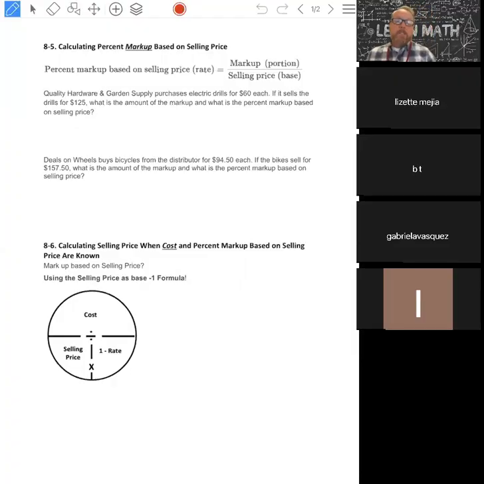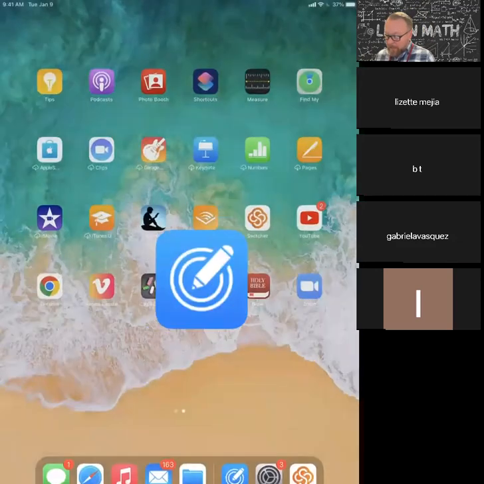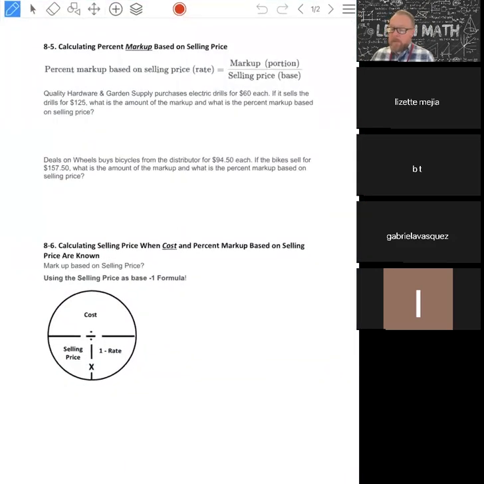All right, now we're going to begin to look at solving problems based on selling price, markup based on selling price. Now let me just back up for a second and explain this in a different way.